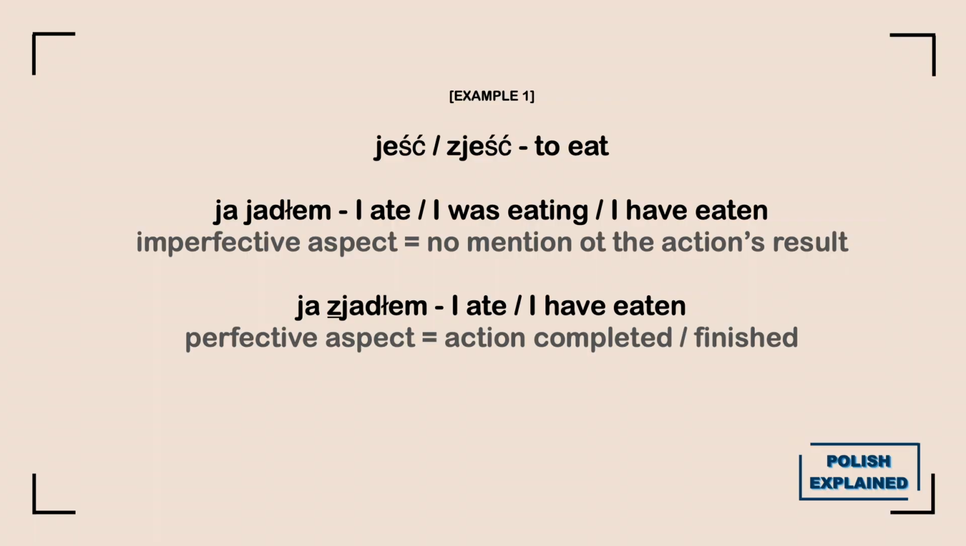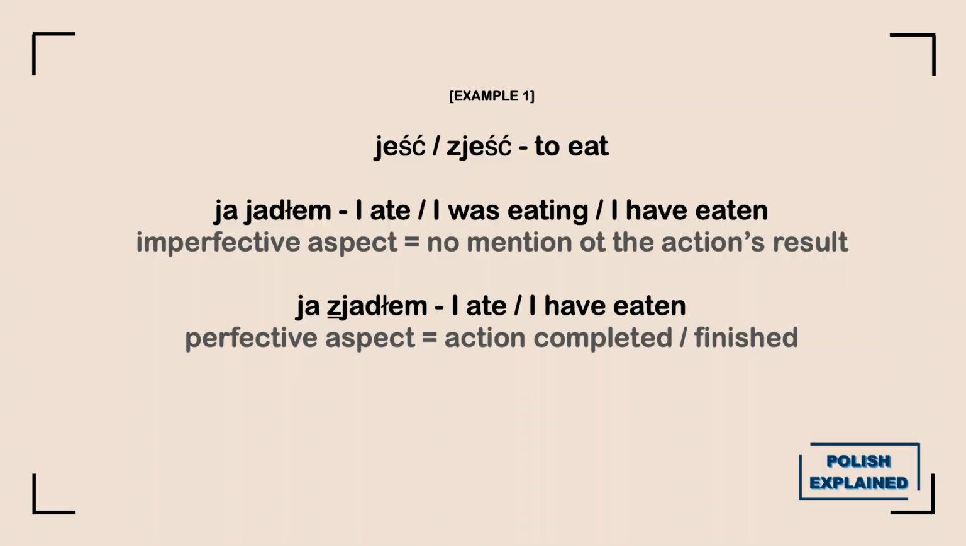Remember that there is nothing worse than trying to understand the difference simply translating these two. Instead, we need to understand the philosophical difference between these two expressions. The first one, ja jadłem, conveys a simple meaning of I ate, but it could be also translated as I was eating or I have eaten. What we need to remember here is that this sentence simply states that an action of me eating has taken place. At some point in time, I was in the middle of putting food into my mouth, chewing and swallowing.